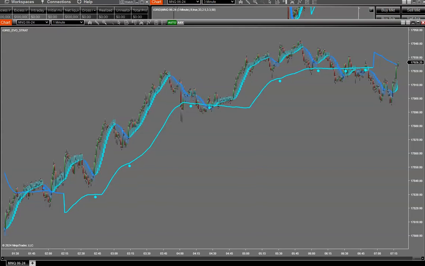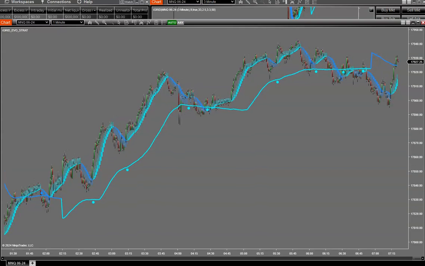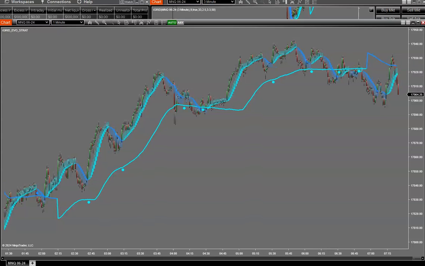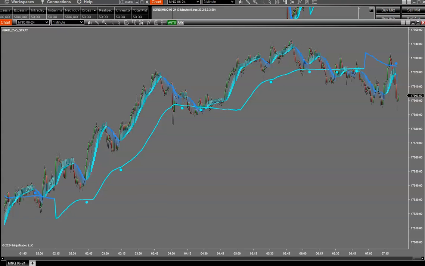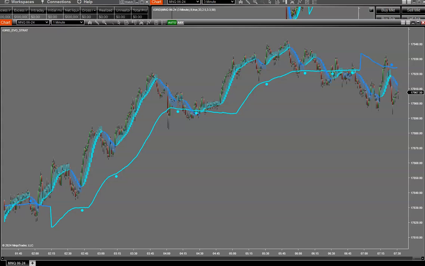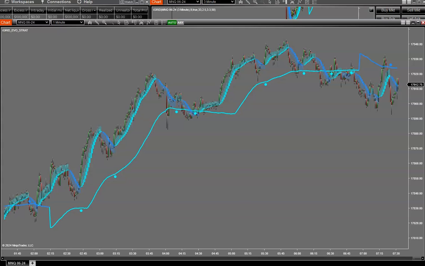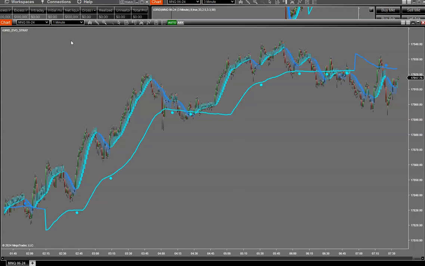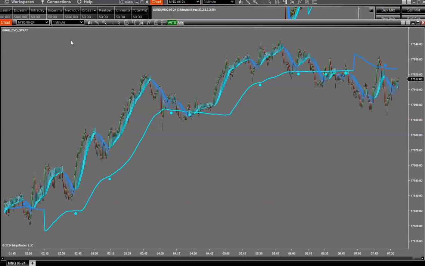Looks like we may get a long here. And remember, with this approach, you don't have to go for a daily goal. You can use optimized settings per instrument, per time frame. And to tell you the truth, I'm just running this on a crappy old 1-minute chart.